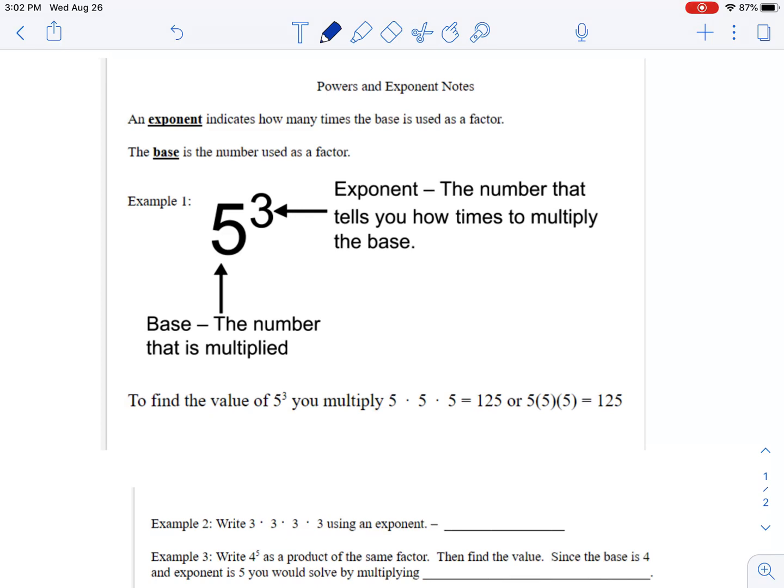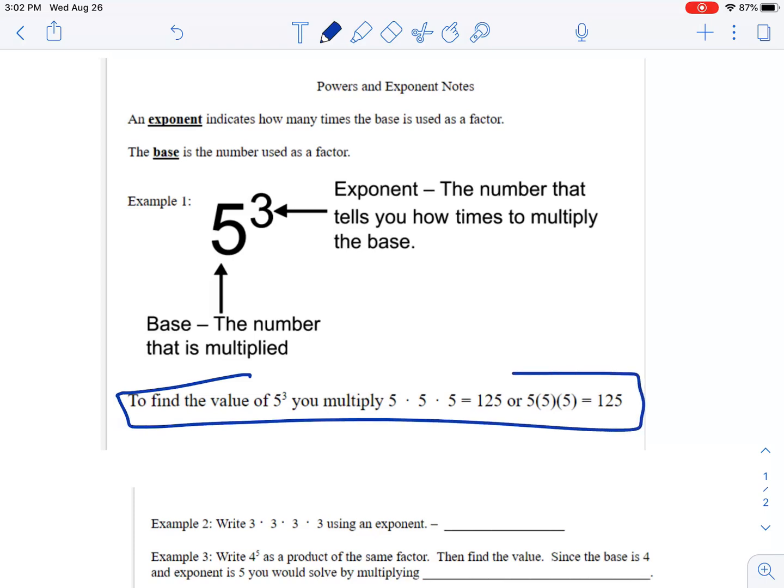And the 3, the small number, which is your exponent, its job is to tell you how many times to multiply the base. So if you look right here, it says to find the value of 5 to the 3rd power, or this can also be called 5 cubed, you multiply 5 times 5 times 5, which equals 125. Or you could also write it like this: 5 times 5 times 5. Side by side means to multiply, and we're going to get more into that next week.